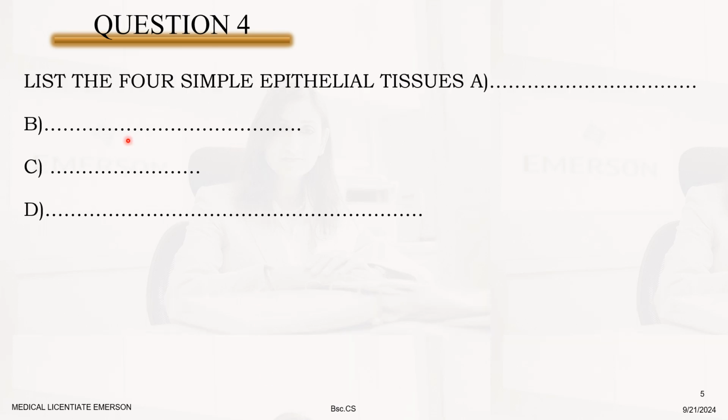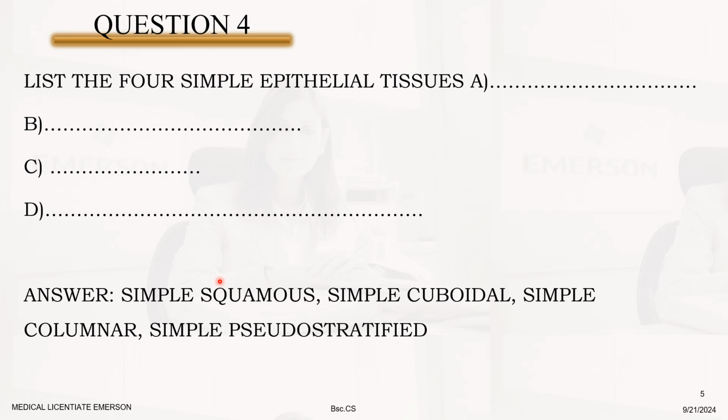List the four simple epithelial tissues. We have simple squamous epithelium, then the simple cuboidal epithelium, then the simple columnar epithelium, then the simple pseudostratified epithelium. These are the four simple epithelial tissues. The name suggests simple, but it looks as if it is stratified, so we call it pseudostratified.